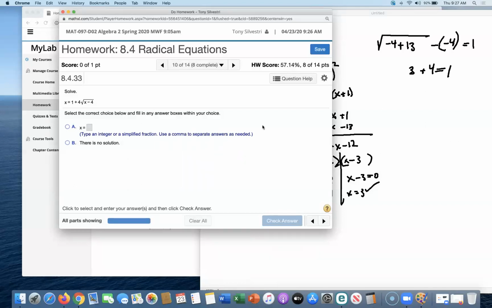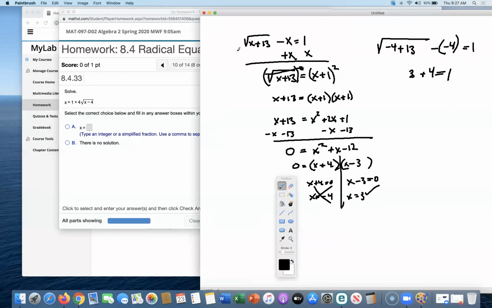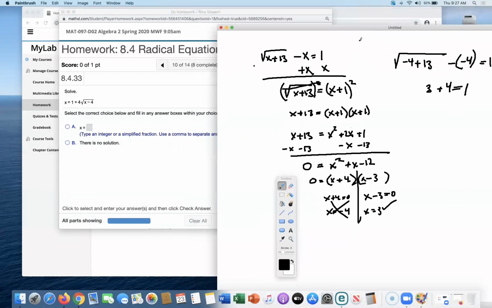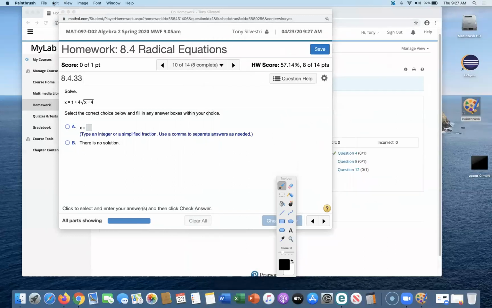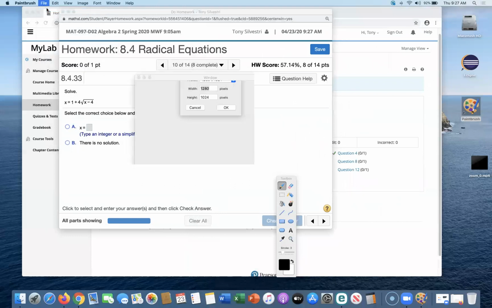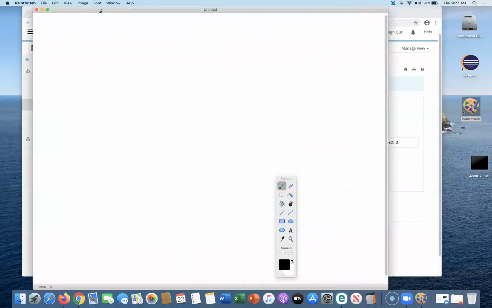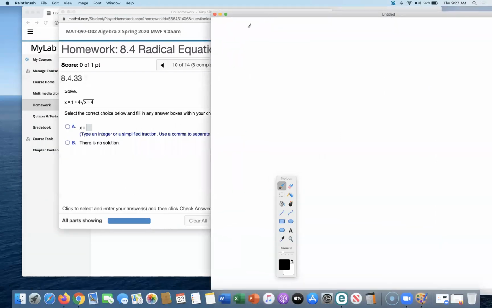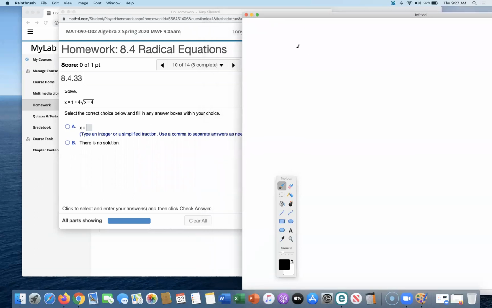Anyway, okay. I need some space here. Get rid of this. Don't save it. File, new. Let's move this out of here. Okay. All right. X equals 1 plus 4 square root of X minus 4.